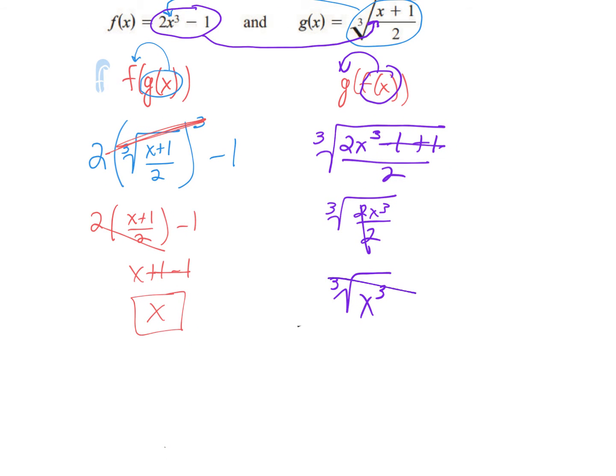So what am I left with? X. When you are proving that functions are inverses of each other, when you plug g into f and then f into g, you should come out with just x. They are inverses of each other. If you plugged f into g and got x, and then you plugged g into f and got 12, are those two things inverses of each other?